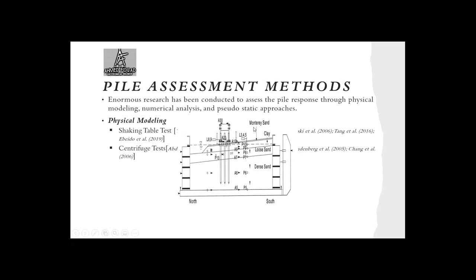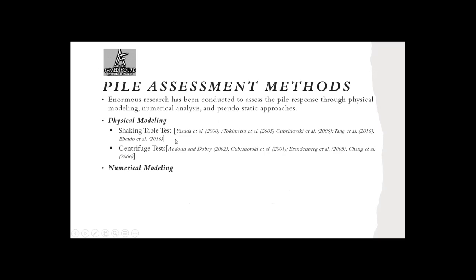As we can see later, we have the foundation here with the pile, and we can see that the soil is stratified into multiple layers. It can also be inclined, and we can use different g levels to expose the foundation to more realistic situations. So why do we use physical modeling? Physical modeling is a very important technique that we can use to collect an enormous amount of information, and we can use this information to understand the behavior of the soil-pile structure interaction. But these experiments are so expensive.